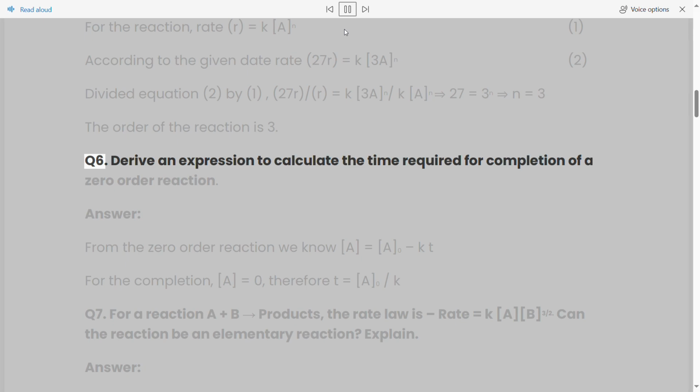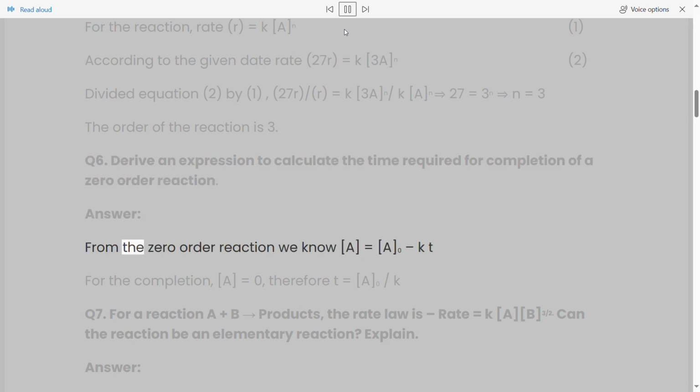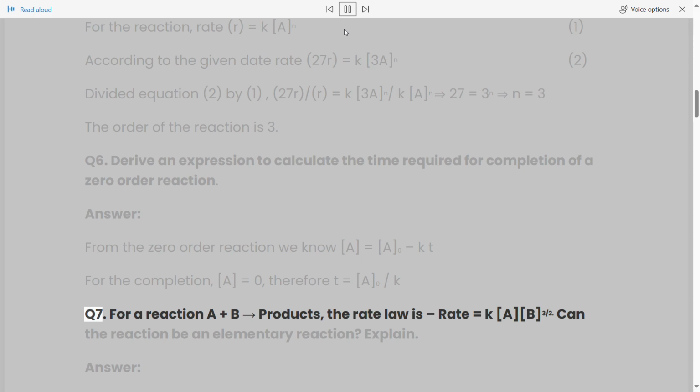Q6. Derive an expression to calculate the time required for completion of a zero-order reaction. Answer. From the zero-order reaction we know [A] = [A]0 - kt. For completion, [A] = 0, therefore t = [A]0/k.